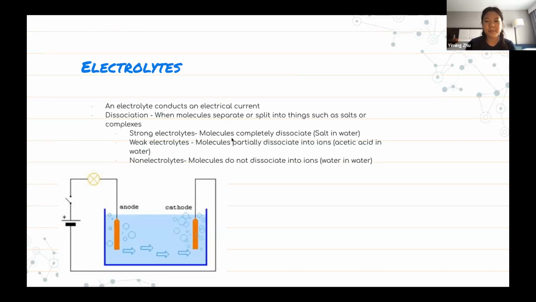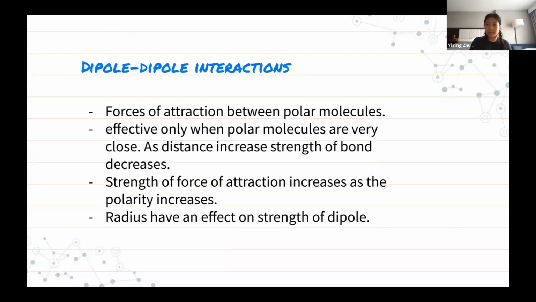And yeah. So next we're going to go on to the actual interactions between molecules, and this again would be intermolecular forces. First, we have dipole-dipole interactions. Dipole-dipole interactions are forces of attraction between polar molecules. These are effective only when the polar molecules are very, very close. And as distance increases, the strength of the bond increases.